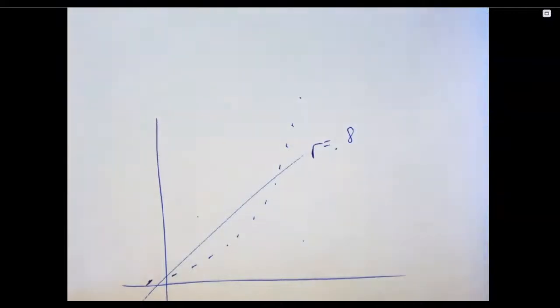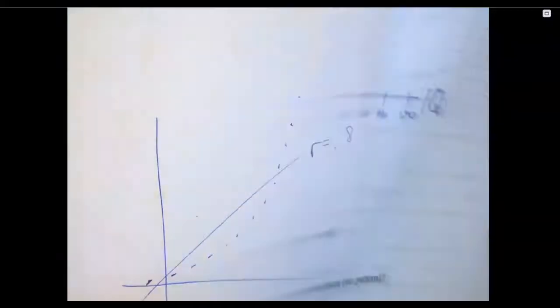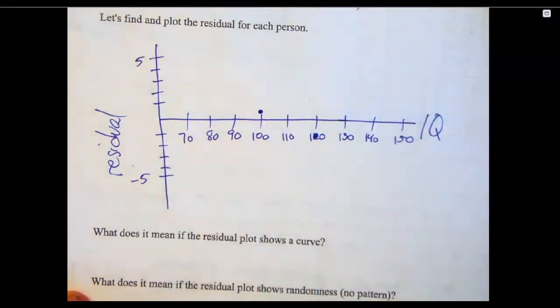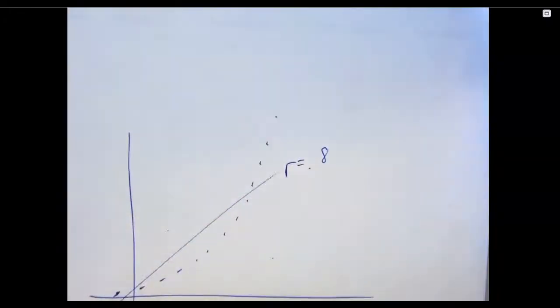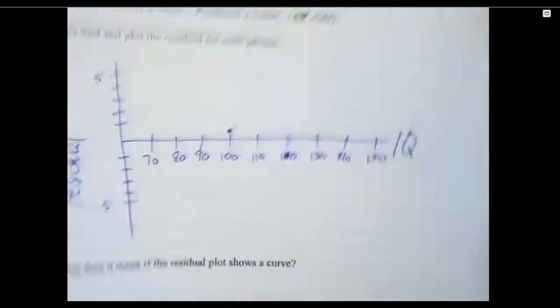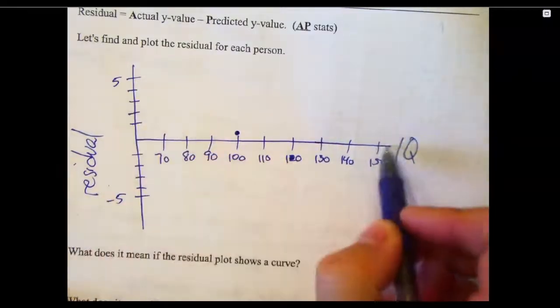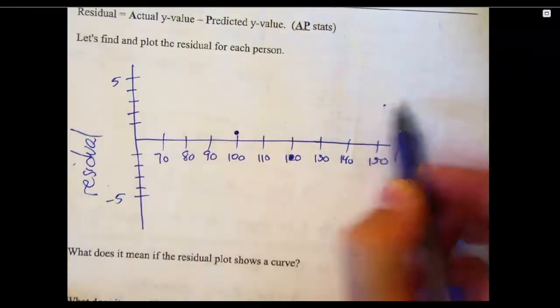Person that has 120 IQ has a residual of negative 0.76, so it's probably like right on my number. You see what I'm doing to put the points on there? 150 has a residual of 3.35, so I'm going over to 150. Try to match it up with about 3.35. You don't have to be super accurate.